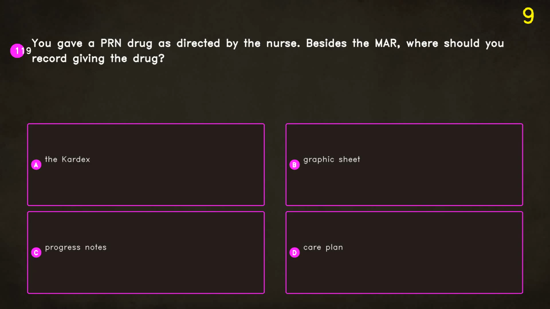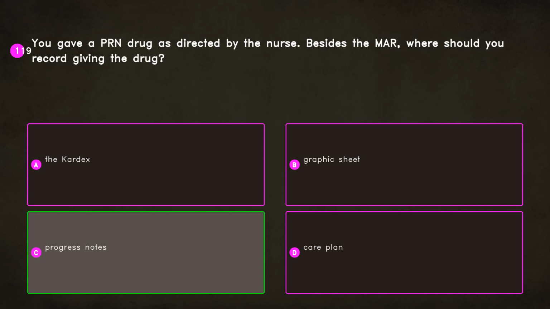Question 119. You gave a PRN drug as directed by the nurse. Besides the MAR, where should you record giving the drug? A. the Cardex. B. graphic sheet. C. progress notes. D. care plan. The correct answer is progress notes.